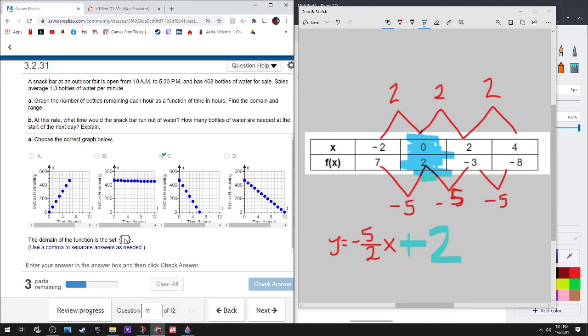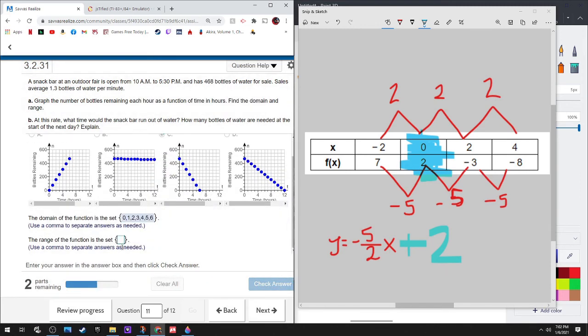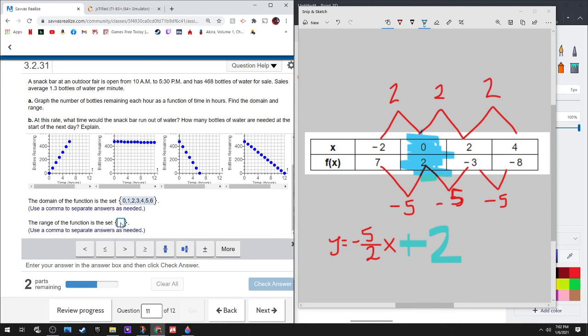The domain of the function is the set. Are you serious? Okay. So I got to go through and type in each of these. Thankfully, they have it on there. When do we run out? Let's see. 0, 1 hour, 2 hour, 3 hour, 4 hours, 5 hours, 6 hours. All right. The range. Oh, well, it's going to be a little hard to get just from the picture. So doing this is going to be important.